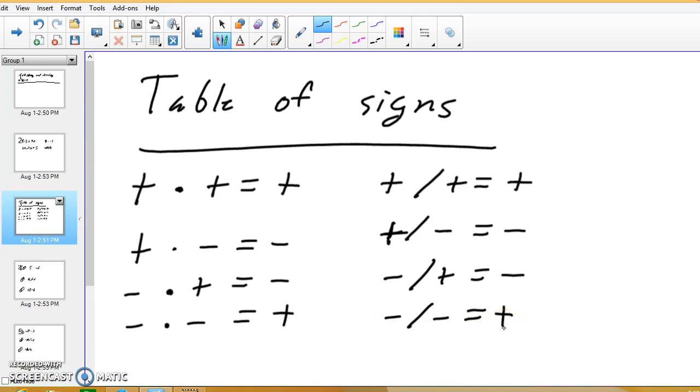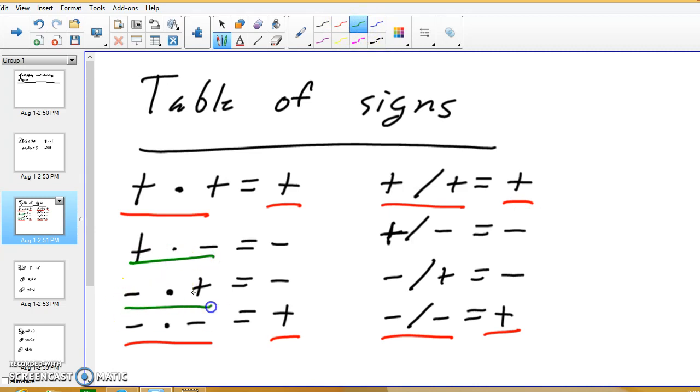So one simple way of thinking about this is if the signs are the exact same, like positive and positive or negative and negative, the answer will be positive. Same thing, positive divided by positive, negative divided by negative. If the signs are the exact same, then your answer will be positive. On the contrary, if your signs are opposite, like positive times negative, negative times positive, positive divided by a negative, or negative divided by a positive, then your final answer will be negative. Nothing too complicated about that.